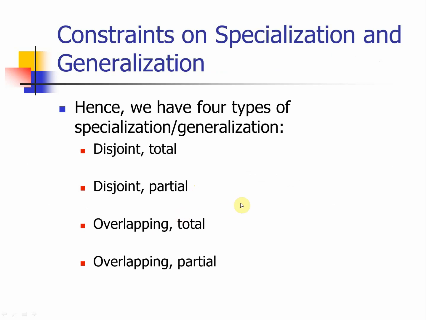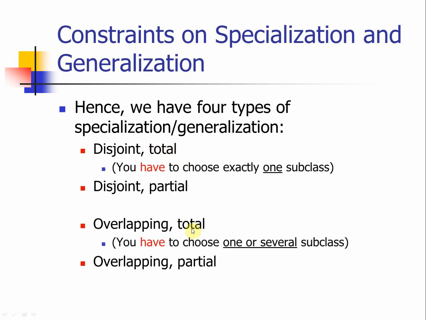And therefore, if we try to combine those 2 constraints together, there are 4 choices because each constraint has only 2 choices. If we focus on the total constraints, because we put a double line over there, if you put a double line and disjoint, this might be the most strict constraint that you can create, indicating you have to choose exactly one subclass. So only one, and you have to choose that. If that is total, that means you have to choose, but if you put an overlap over there, that indicates you have to choose one or several subclasses.